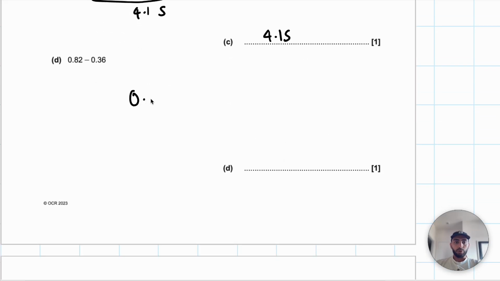Part D, 0.82 take away 0.36. Can't do 2 take away 6. Carry 1 over. 12 take away 6 is 6. 7 take away 3 is 4. 0.46.